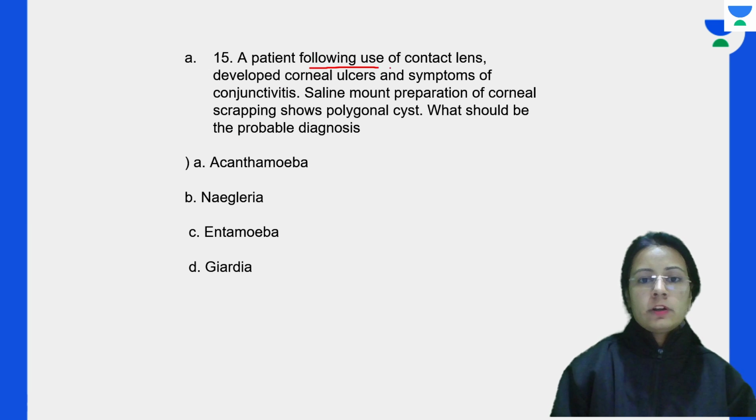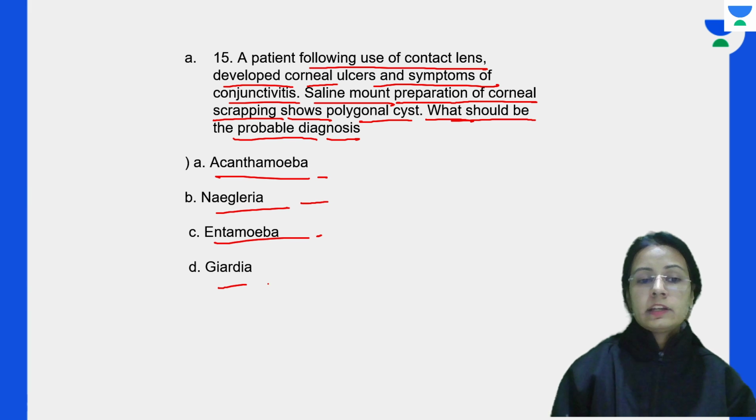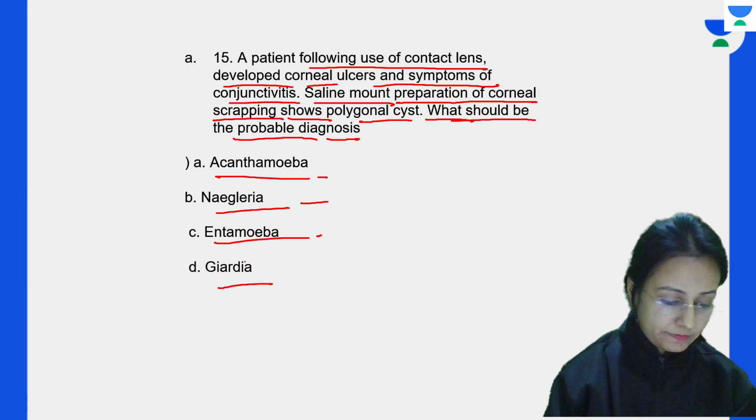A patient following the use of contact lenses developed corneal ulcers and symptoms of conjunctivitis. Saline mount preparation of the corneal scraping shows polygonal cysts. What should be the probable diagnosis? Acanthamoeba, Naegleria, Entamoeba, or Giardia.